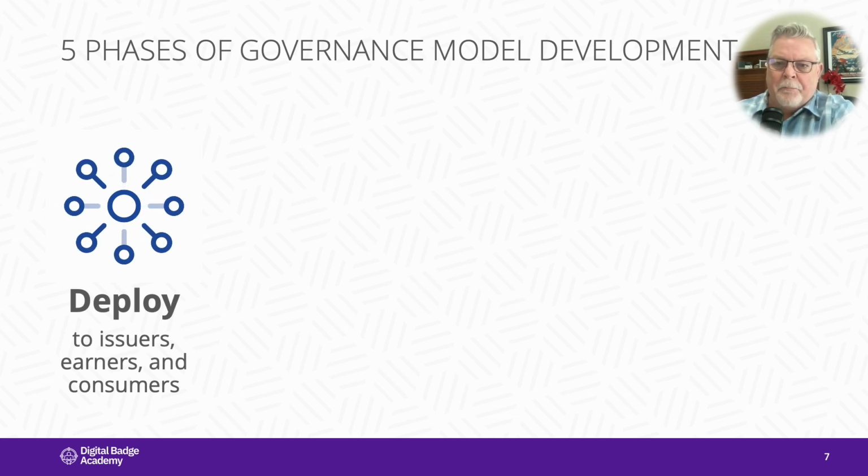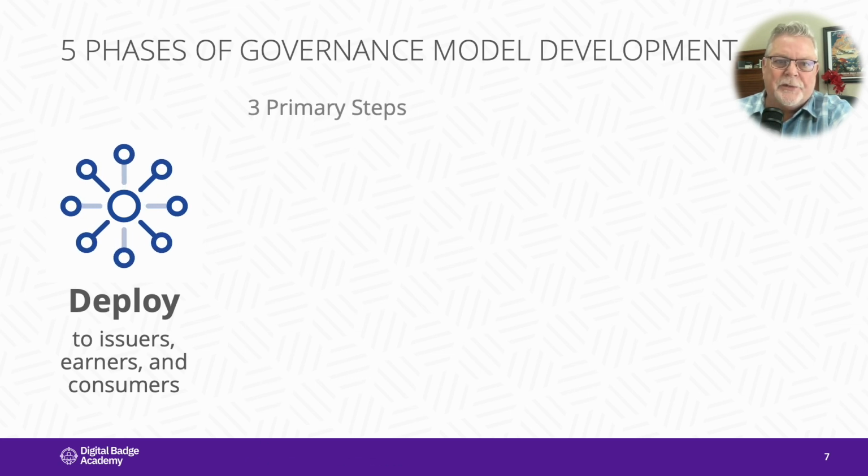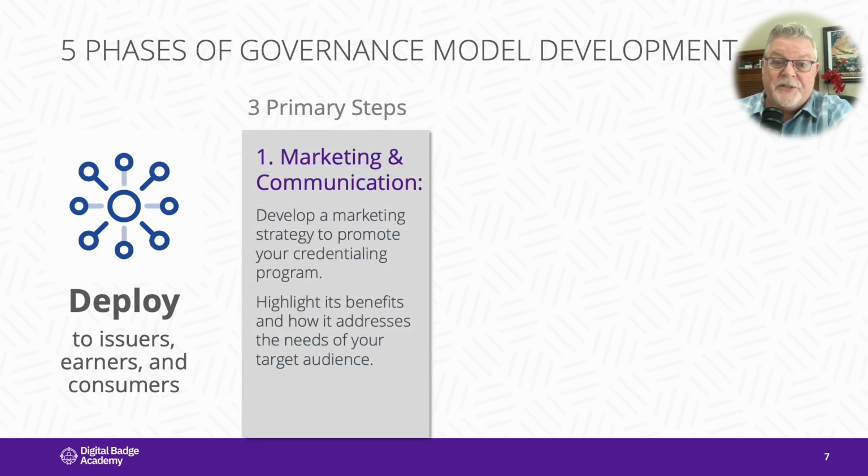So as you market your program's benefits to potential earners and employers, you'll actively engage those stakeholders that we've talked so much about and provide them with necessary resources and guidance that will help them navigate through the processes that are defined in the model. So this phase really marks the transition from planning and development to actual program execution. And once again, we can break this down into 3 general steps.